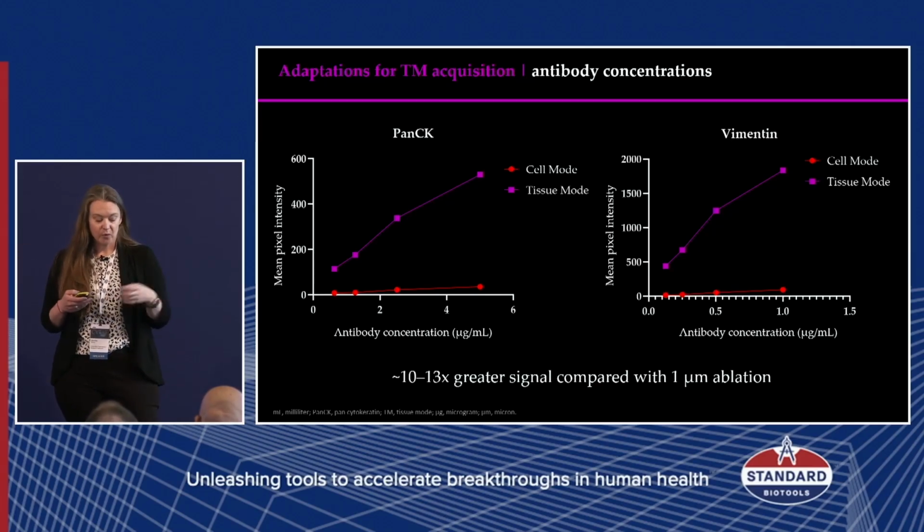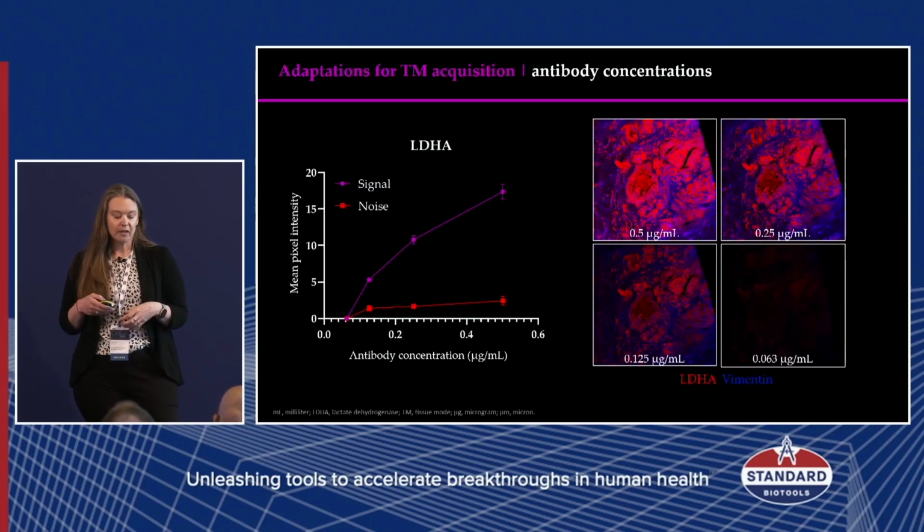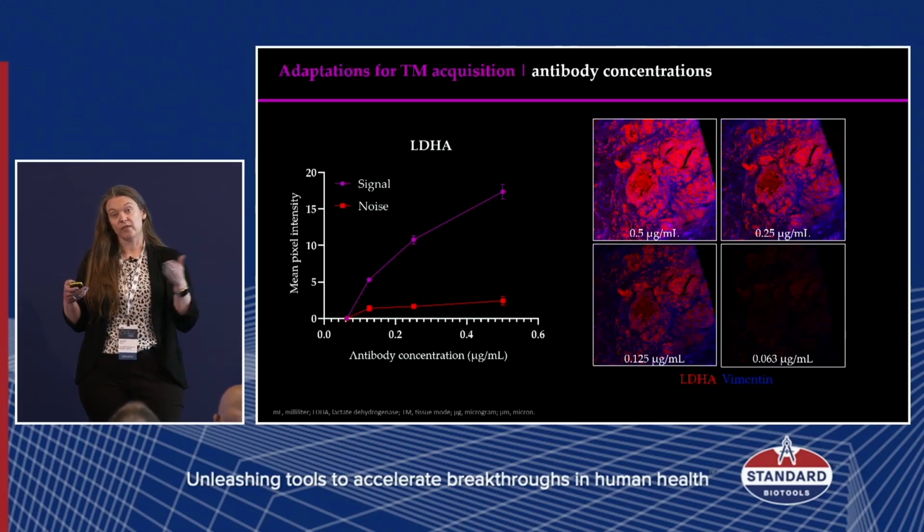And so Standard BioTools has gone on to actually quantify this, and it's about 10 to 13 times greater signal. So typically in the lab, we're in the final concentration range between 1 and maybe 2.5 micrograms per mil. But this made it clear that those mean pixel intensities were so high, we were going to need to scale back for the titration. And so this is just an example with LDHA, but you can see I've actually started this titration at 0.5 micrograms per mil and worked my way down.